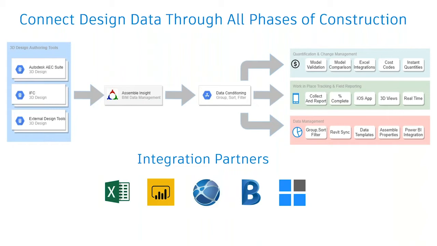From there, anybody can access this from a web browser. And through this idea of data conditioning leads to three main kind of avenues of workflow. We look at quantification and change management, work in place tracking and field reporting, data management, and we also look at our integration partners, which we'll discuss in a moment.